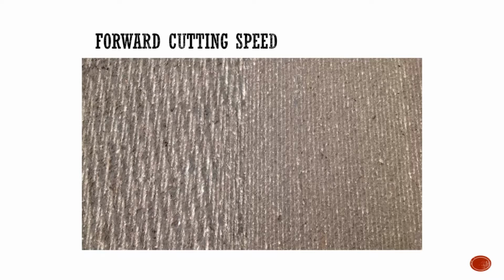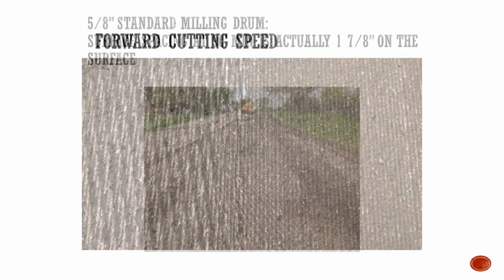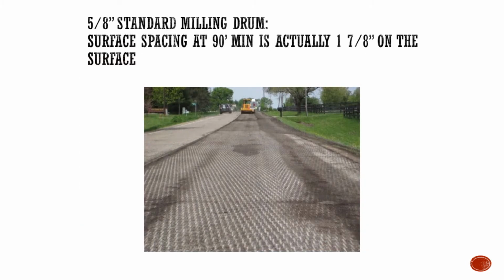They have a lot of high horsepower milling machines now that have 900 horsepower, and with the lighter the mills, the faster they can go. It's no surprise if they're milling over 100 feet a minute at times. This is a nice field picture. Again, all variables the same, just a different forward cutting speed. This is your 5/8 of an inch standard milling drum at 90 feet a minute. So you actually only see that 1 7/8 inches on the ground there.